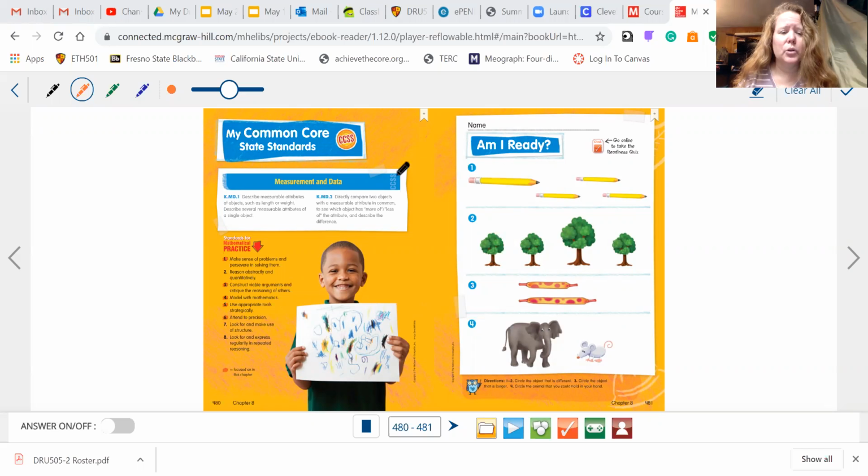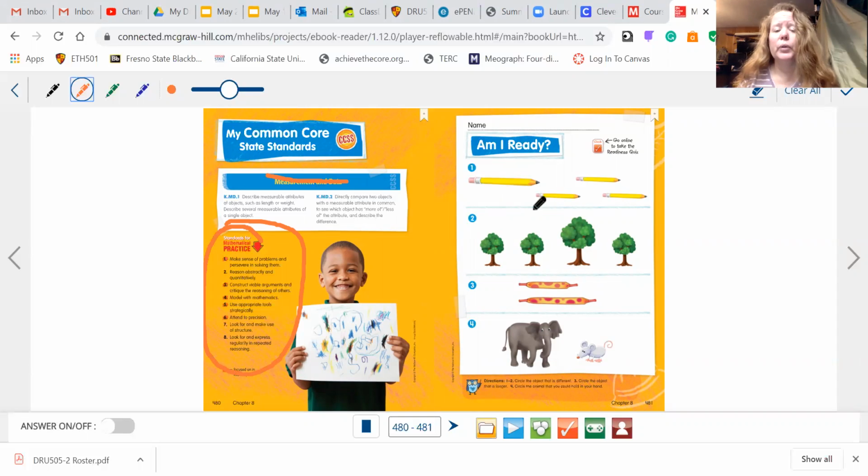Before we get started though, I would like you to see that over here are the standards that we're going over. And that's the focus, what we're trying to get students to understand. And here is the overarching idea that we're doing measurement and data. So this is what we're trying to get to. Okay, comparing things, differences, and similarities.